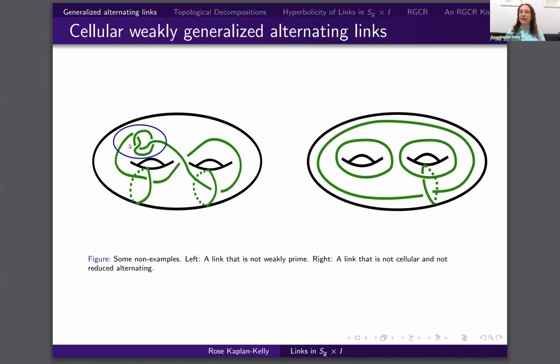And finally, we need our links to be cellular. So that means that every region is a disk. So that rules out links like this one again, because we can see that this region in our projection surface is not a disk.